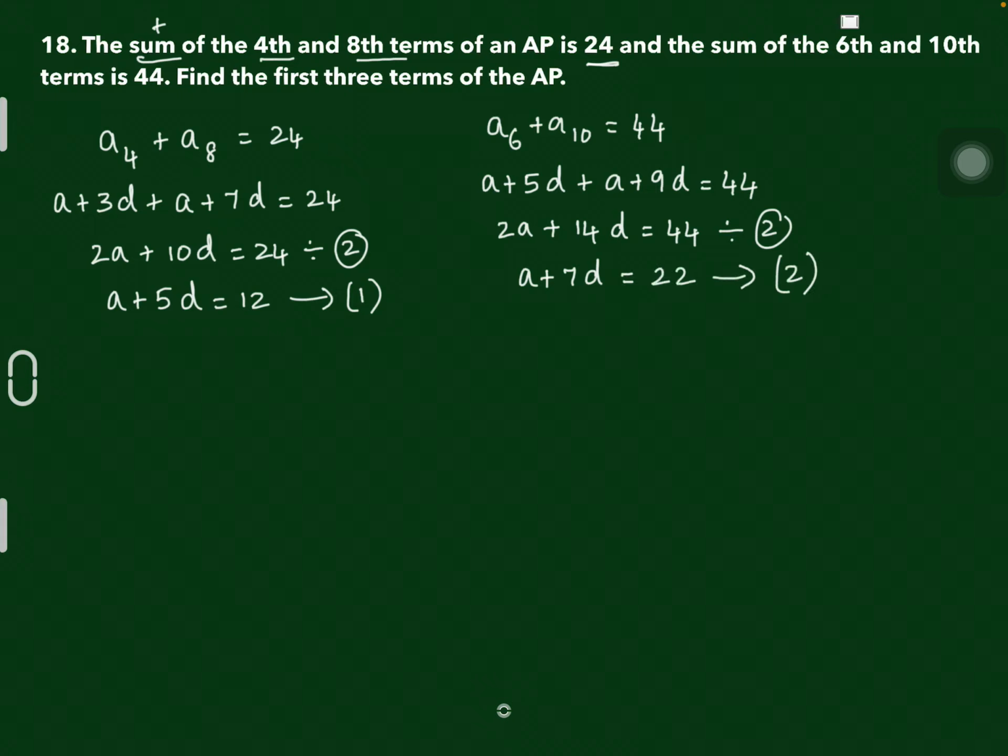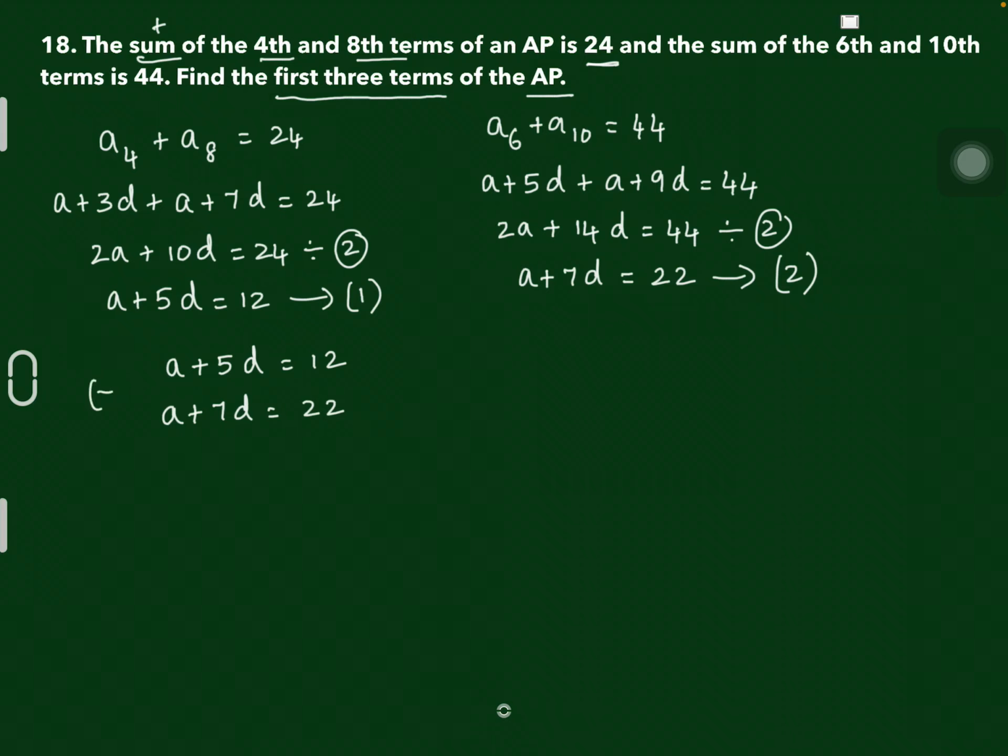Now, equations 1 and 2 are nothing but a pair of linear equations in 2 variables. So, I can use the elimination method to solve and find A and D. They asked you to find the first 3 terms of the AP. For that, we need A and D. So, let us solve the first and second equations using the elimination method. A plus 5D is equal to 12. A plus 7D is equal to 22.